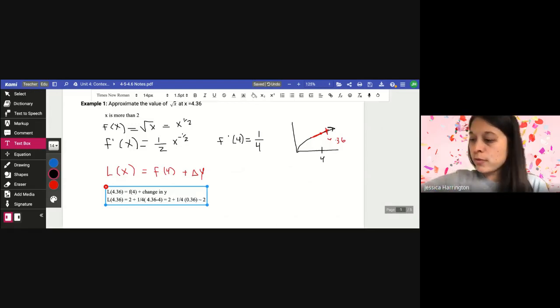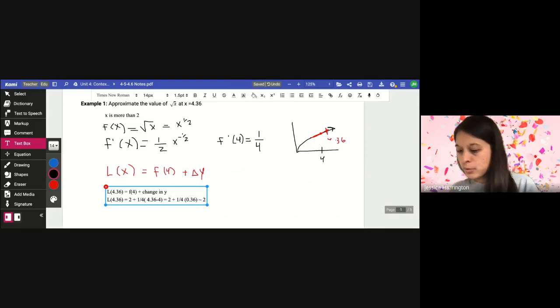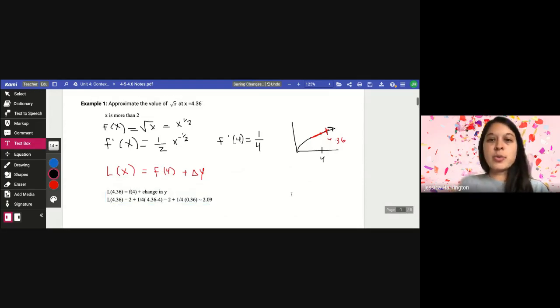I have it in a fraction here, and I don't know why. Let's see what that is in a decimal: 1 divided by 4 times 0.36 plus 2. You end up with 2.09. Okay, so by taking this tangent line and approximating it as the function for that small window between 4 and 4.36, we can say that the value of the function when x is equal to 4.36 is around 2.09.